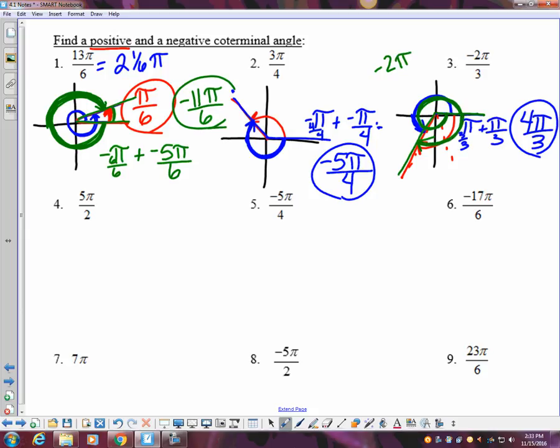Now I got to do this. Well, how much was that? Well, that was my negative 2/3. Common denominator, so that would be negative 6/3, and then add, that'd be a negative 8 pi over 3.